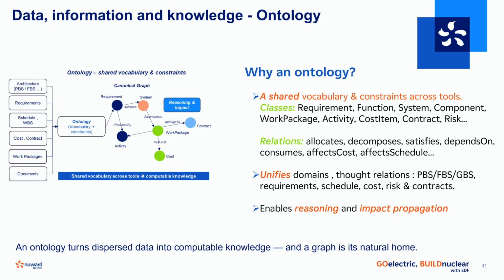So why an ontology? As you have been able to see, there's a lot of data that comes from different models, from different domains. So we need to have a shared vocabulary and also the definition of the constraints and the relations with the different objects. This is why you've got what we call class: requirement, function, system, component, work package, activity. All these different classes come from the different domains.